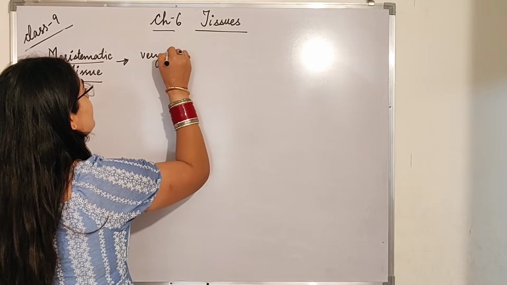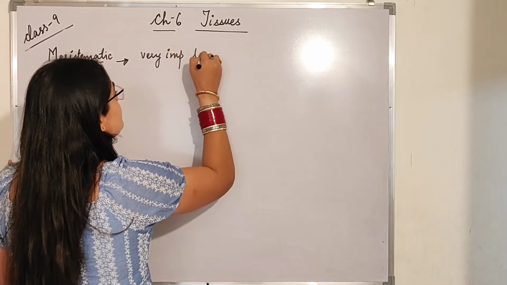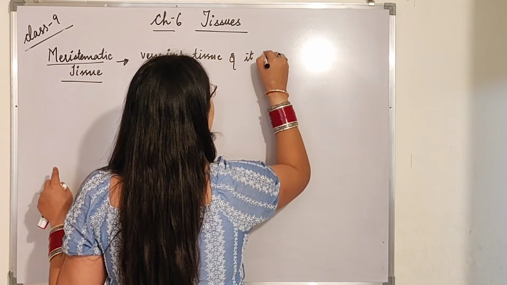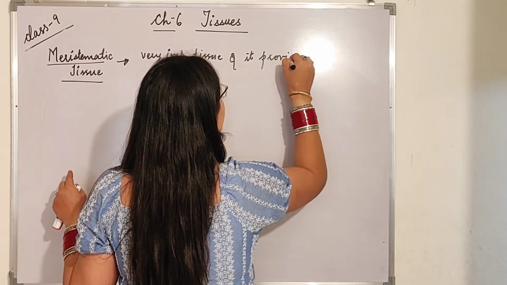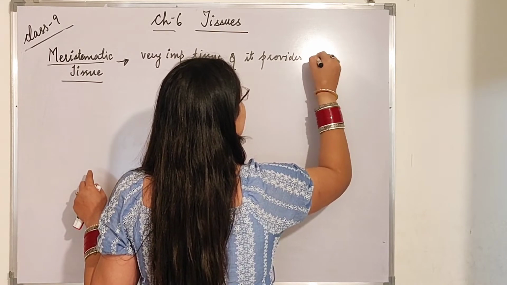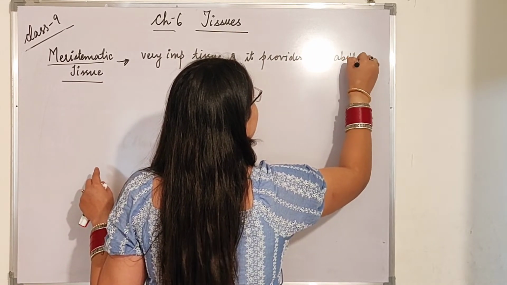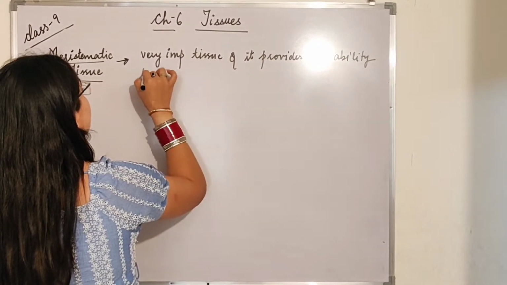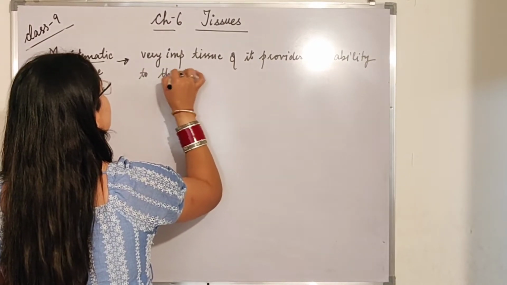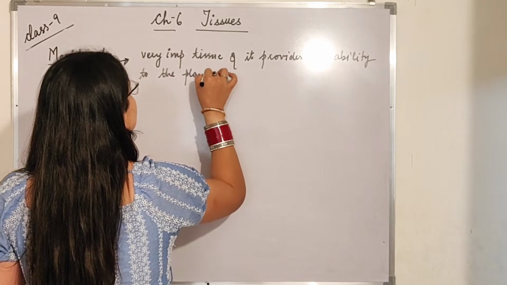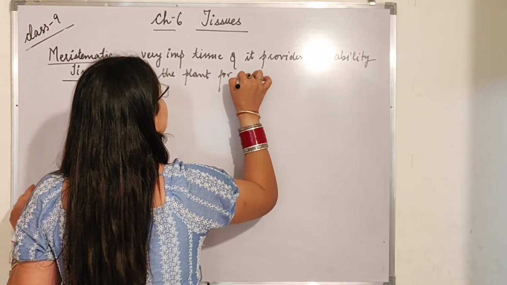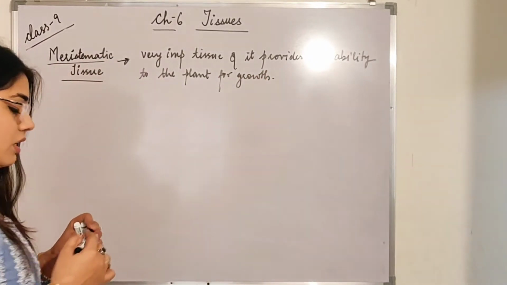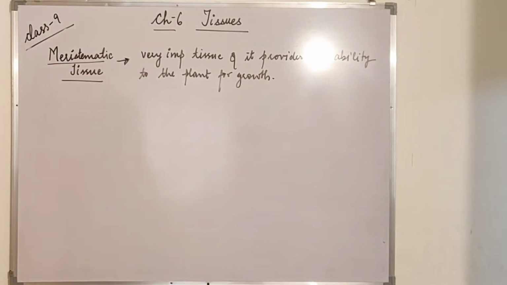Very important tissue, and it provides the ability to the plant for growth. Okay, so it is basically providing the ability to the plant for its growth.